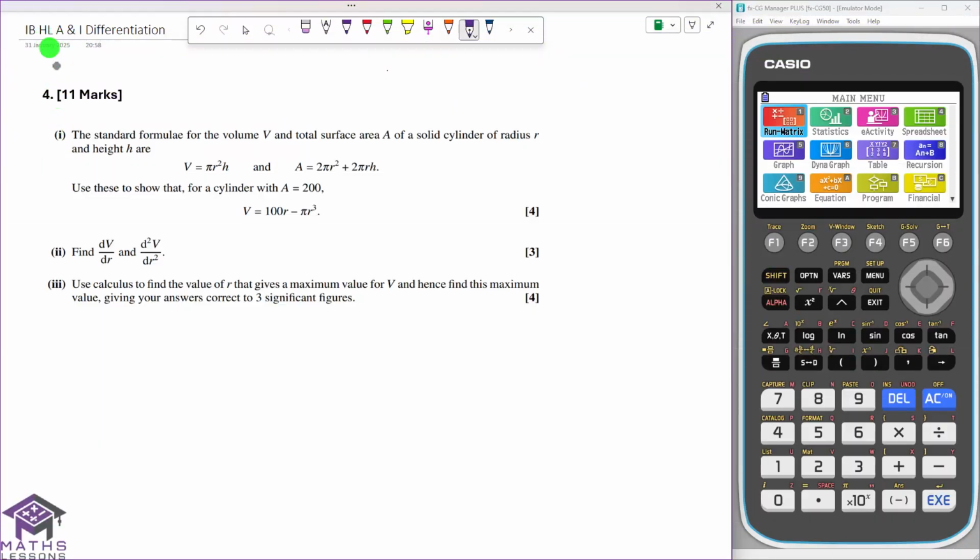Okay, in this IB differentiation question, we're going to have to do a little bit more algebra. We can't use our calculator as much because of the way it asks us to do the question. So let's look at the wording that tells us that.